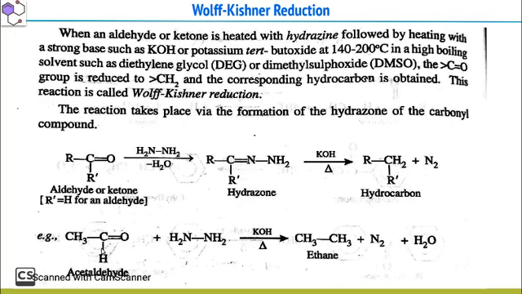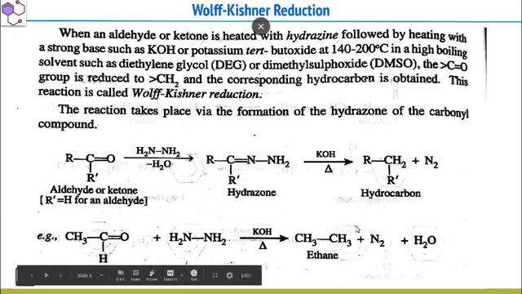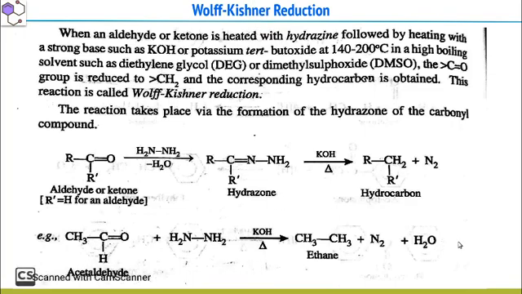So we will get the corresponding hydrocarbon. For example, when we treat acetaldehyde with hydrazine and KOH, what happens? Then the C=O oxygen will get eliminated and the H2 part will be added up here. We will get the corresponding hydrocarbon. So the number of carbon atoms in the reactant is the same as in the corresponding product. So that's all about the Wolff-Kishner reduction. Let us see more examples for Wolff-Kishner reduction.